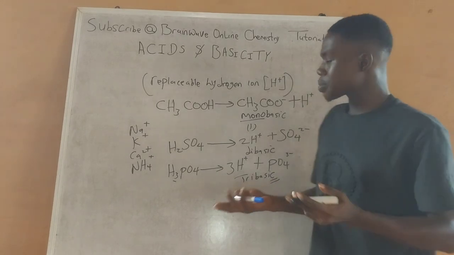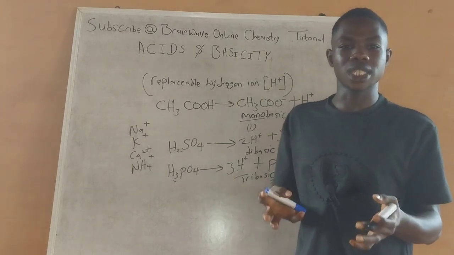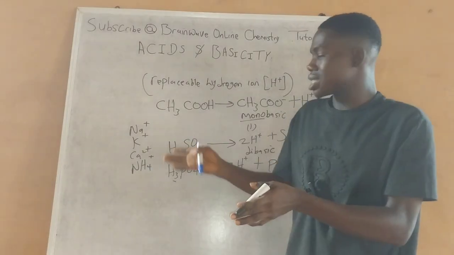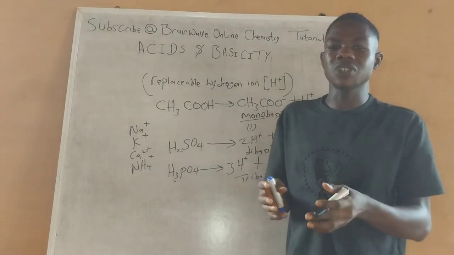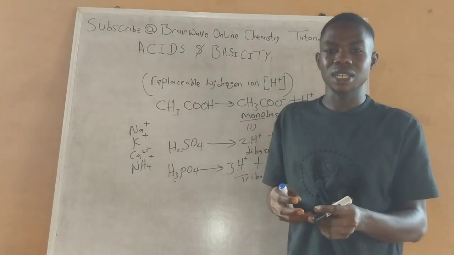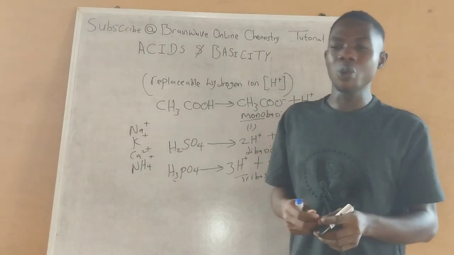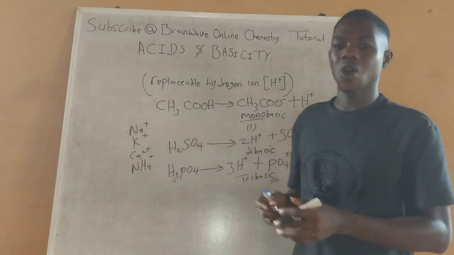So this is what basicity is talking about. Basicity is under acids and refers to the number of hydrogen ions that can be replaced in one molecule of an acid. So with this, we have come to the end of this class.